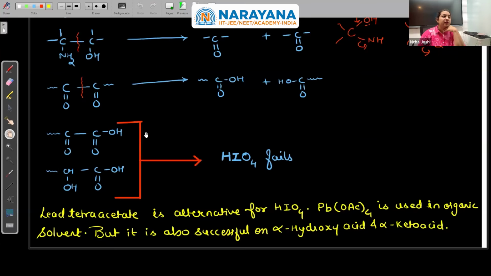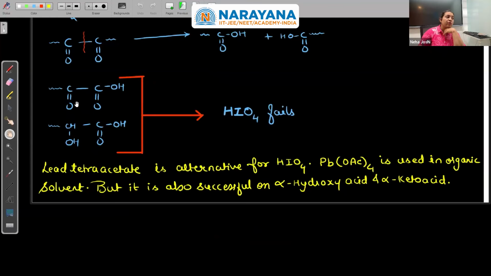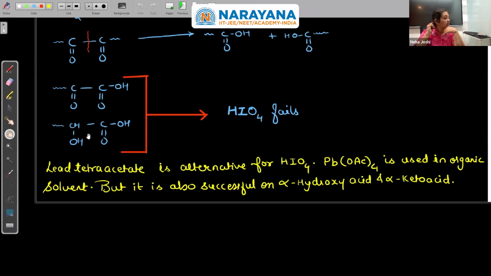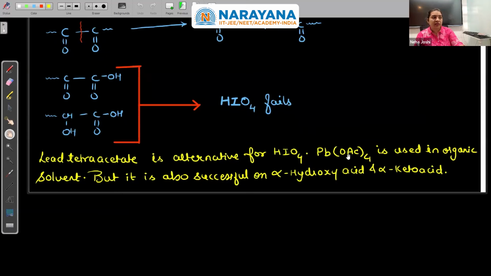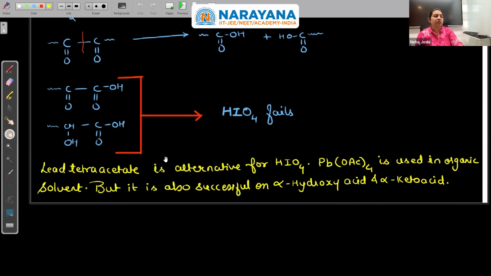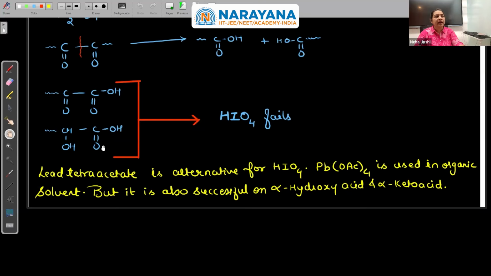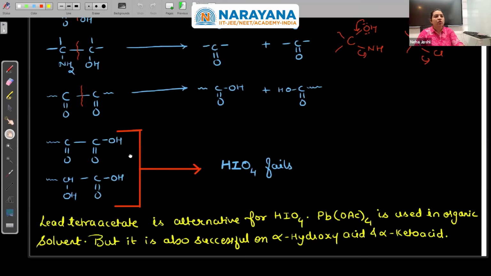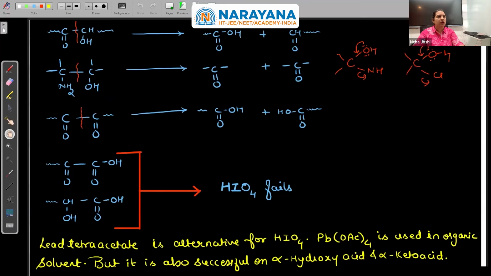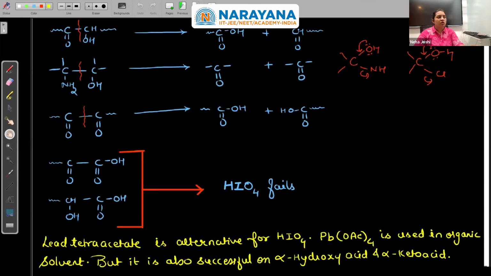Alpha diketo acid. Remember, HIO4 fails for alpha keto carboxylic acid and alpha hydroxy carboxylic acid. That is a special point to remember. Its alternative, lead tetraacetate, is successful for these also, on alpha hydroxy acid and alpha keto acid. Same thing, you just break and add OH. That is all you have to do for them.